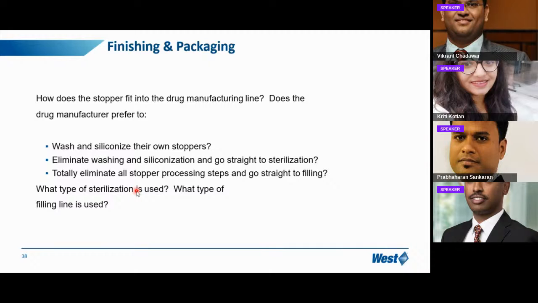provide this rubber stopper. So what type of sterilization is used? Whether it is steam sterilization or gamma sterilization, that is also an important factor in determining the packaging of this rubber stopper.